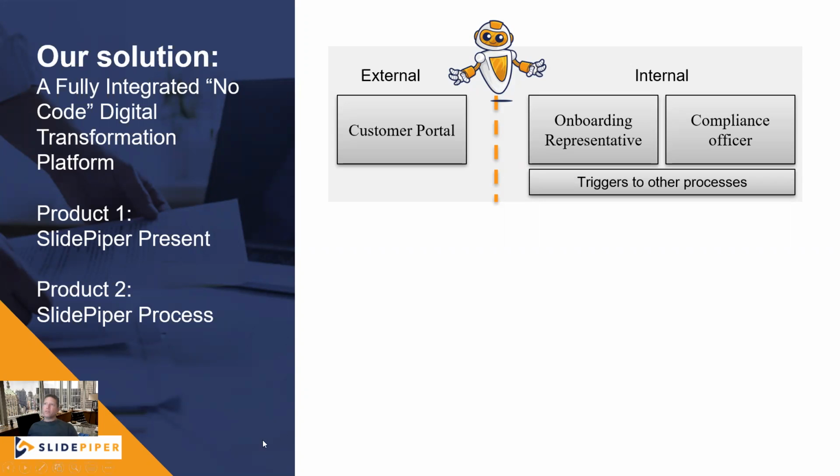What we do in SlidePiper, we first of all take a look at the external user, which is our customer's customer. That would be the external customer portal. We have a bunch of different modules aimed to take care of that journey. The second part of SlidePiper is everything that takes care of the internal users: the onboarding teams, the compliance officers, everybody who works inside the financial institution and has to look at the application and the documents and the data that the customer actually uploaded in his application.